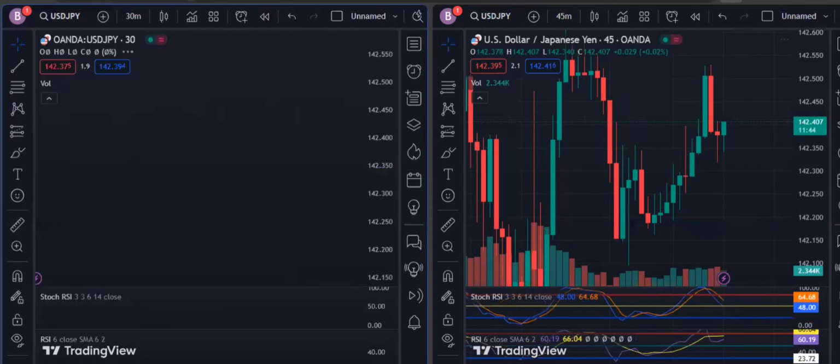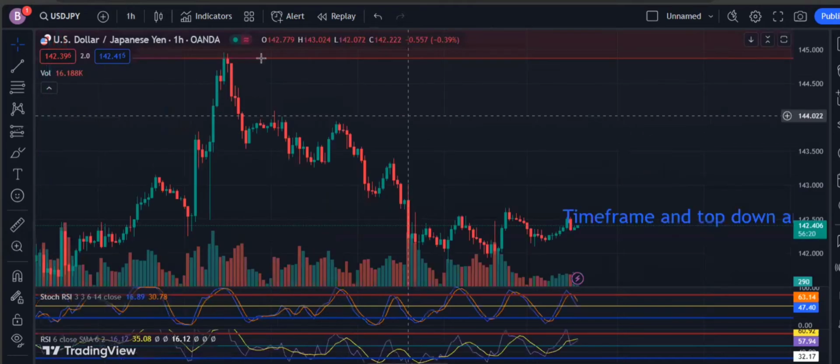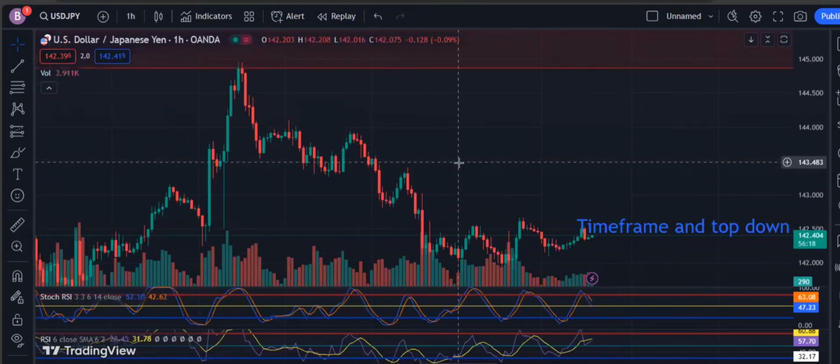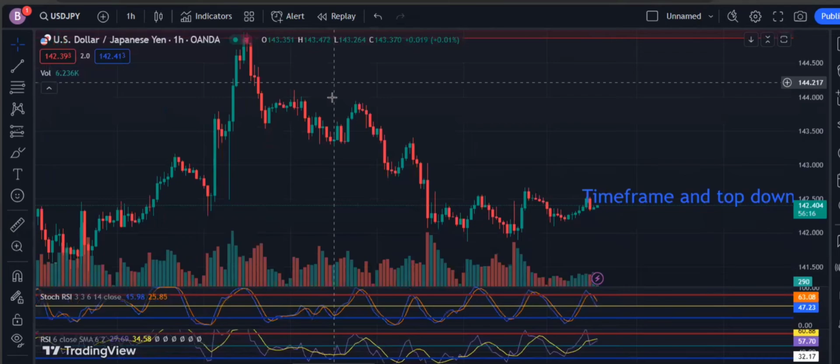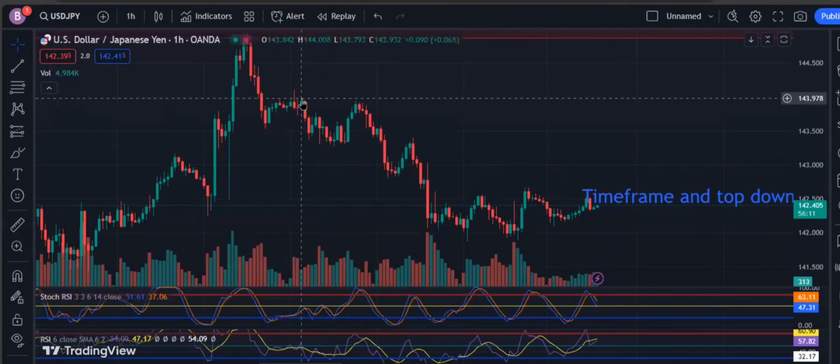So now let's talk about top-down analysis. Why do we have all of the time frames and top-down analysis? One is to determine the market structure. Like I already mentioned, I basically use the 1 hour time frame. This is the 1 hour time frame. I basically use the 1 hour time frame to determine the trend of the price, or the trend of the market, or the structure of the market.